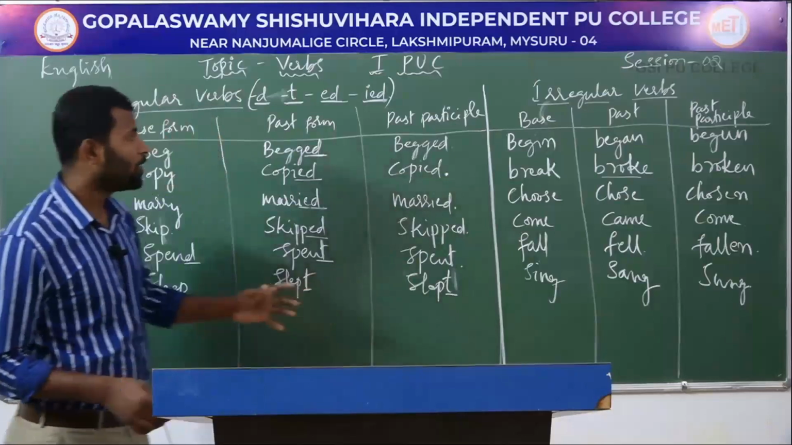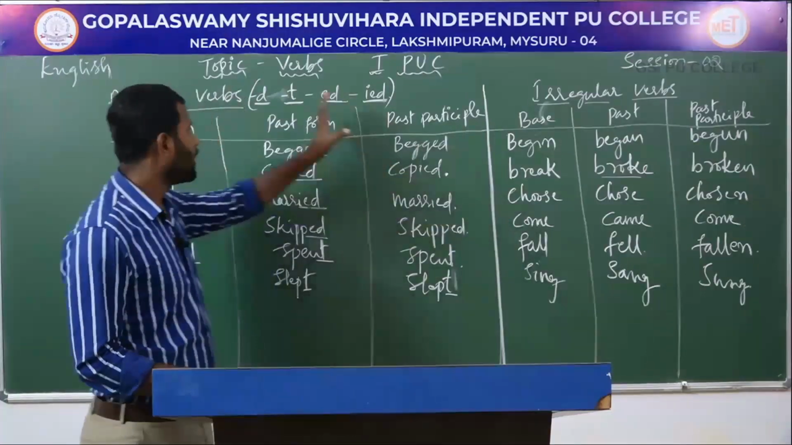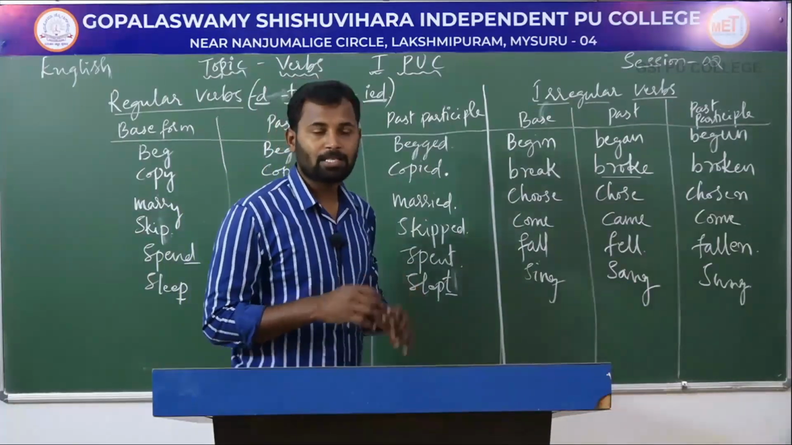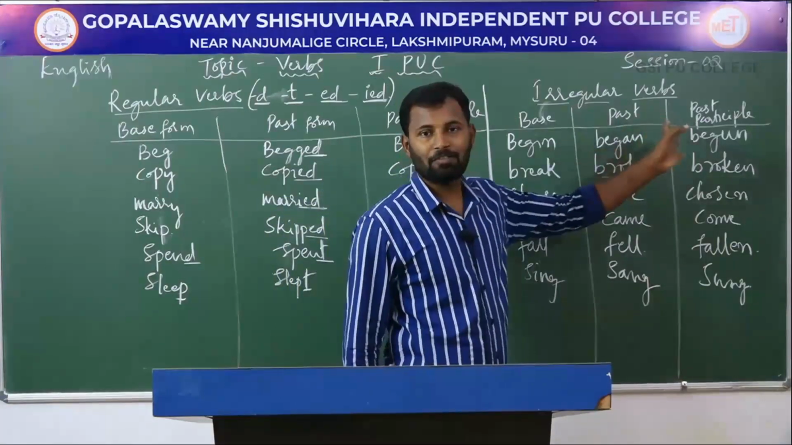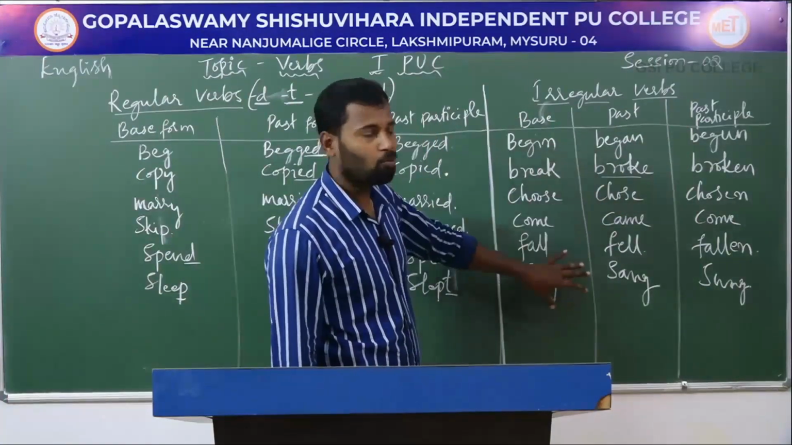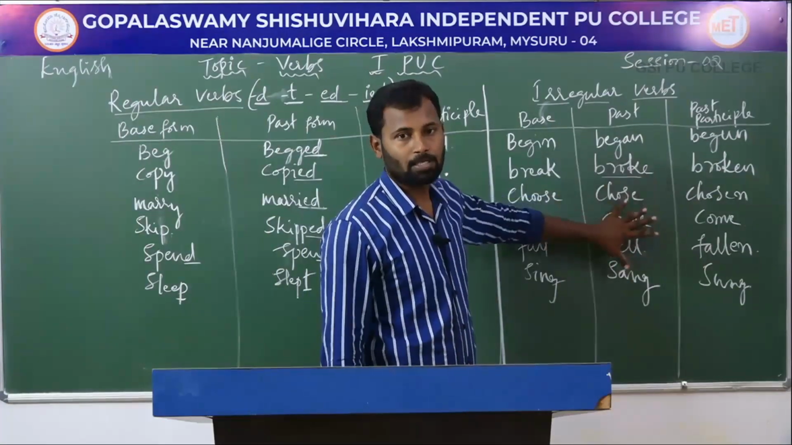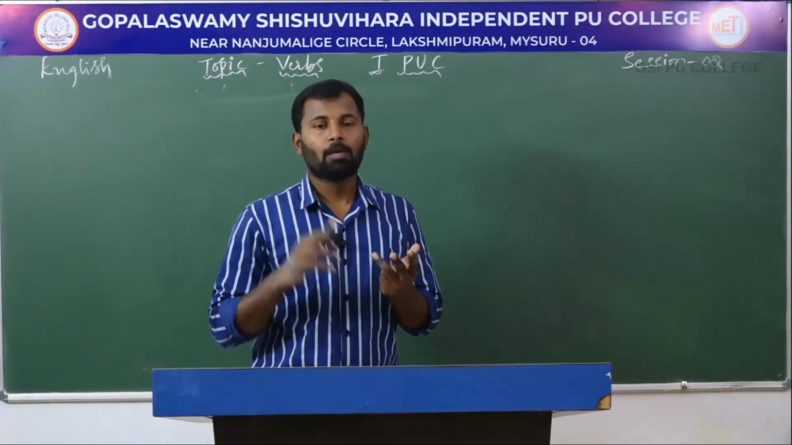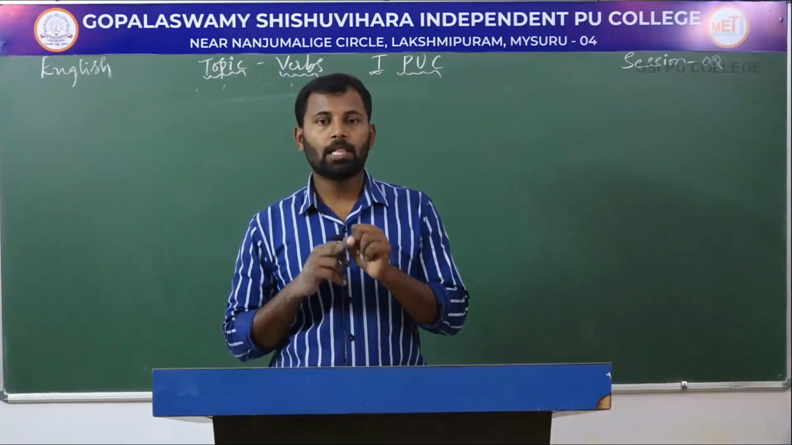So, I hope you have understood the difference between regular and irregular verbs. Regular verbs take the suffixes d, t, ed and ied in order to change to past, whereas irregular verbs don't take any of the suffixes, but the entire form of the verb changes when they are used in the past tense. In the last session we had discussed the 5 principal parts of verb: base form, present participle, past tense, past participle, and third person singular form.